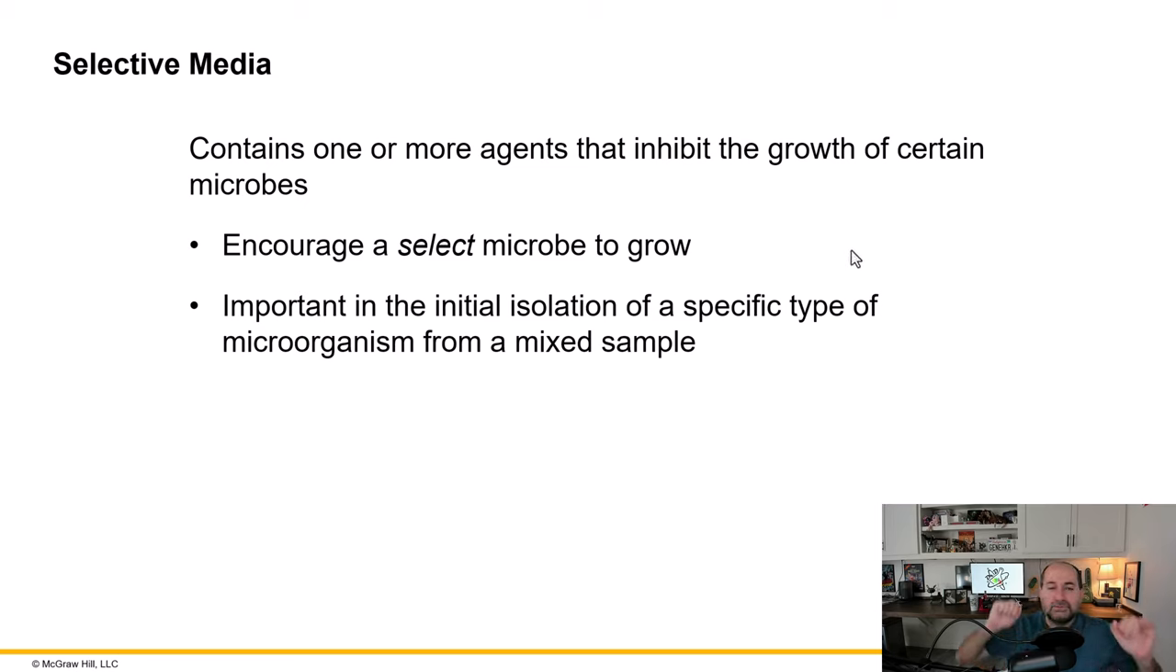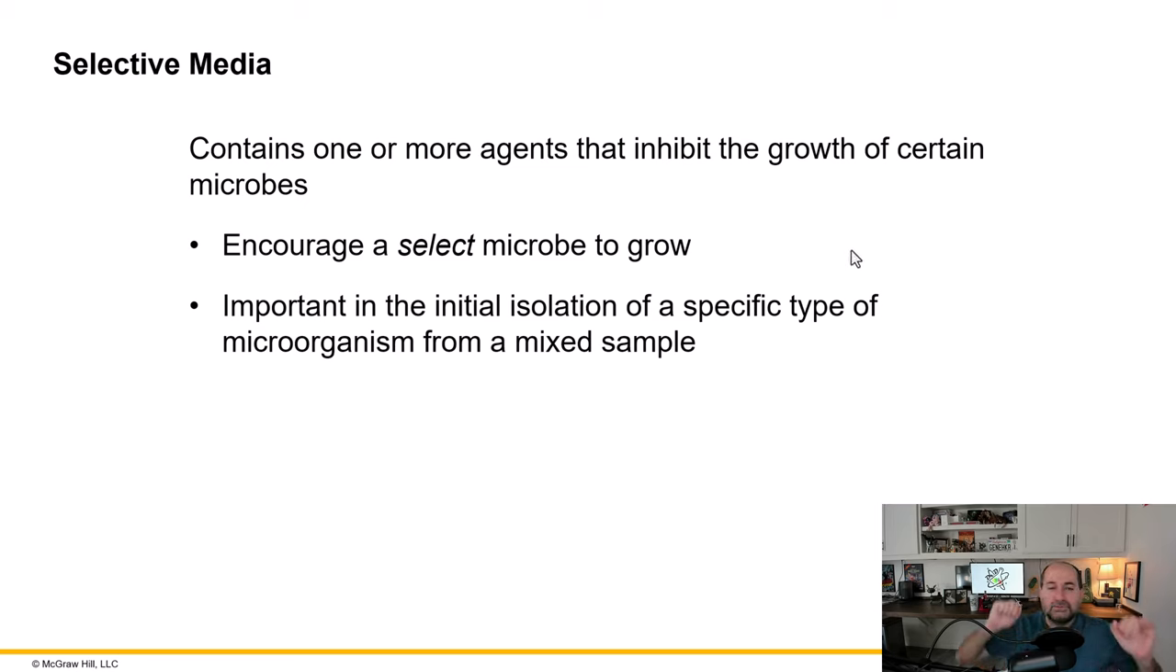Acidic dyes will do negative staining. Basic dyes will do positive staining. Some examples of very common basic dyes in the lab are crystal violet, methylene blue, safranin, and malachite green. Whereas in the negative dye, a common one we're going to use is India ink.